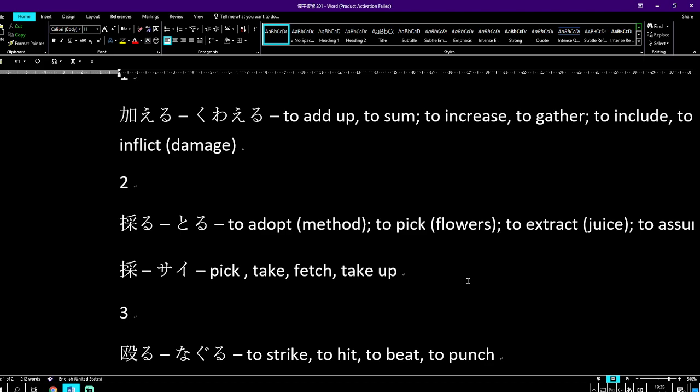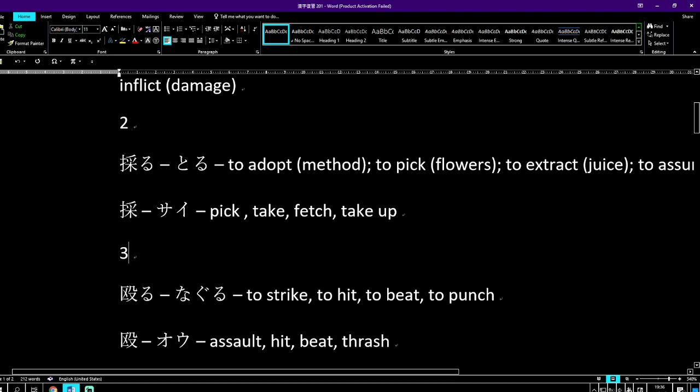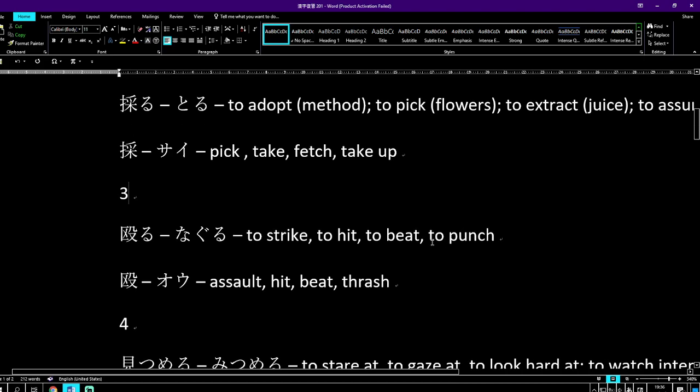Toru or sai. To take, to adopt, to pick flowers, to extract juice, or to adopt a position. Toru or sai. To pick, to take, to fetch. Number 3 is naguru, to strike, to hit, to beat, or to punch.